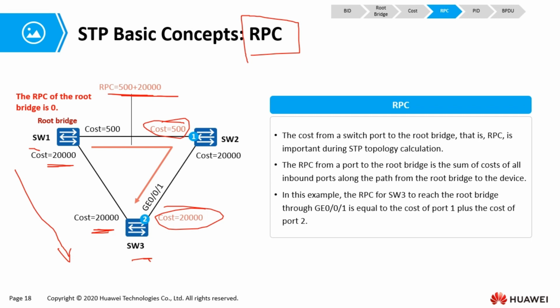From switch 1 going to switch 3, your root path cost will be 40,000, compared to forwarding from switch 1 to switch 2 and then switch 2 to switch 3, where your root path cost is only 20,500. So which one are you going to select as your optimum path? Of course you are going to pick this one. You forward data from switch 1 to switch 2 to reach switch 3, because of the root path cost. Basically, under STP, the root path cost for your root bridge is always 0.